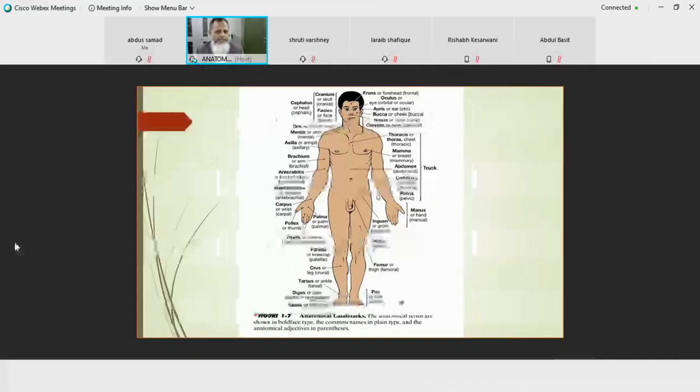So anything which is in front of the body, in the anatomical position, will be known as anterior. Which term? Anterior. And anything which is on the back side of the body is known as posterior.